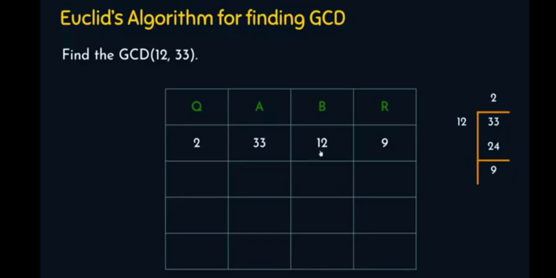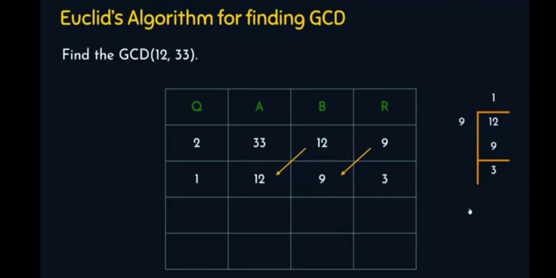Now the main step, which will be repeated again: we put the smaller one under the bigger one and the remainder under the smaller one. And we do the same. We divide 12 by 9 and the quotient is 1 and the remainder of the division is 3.